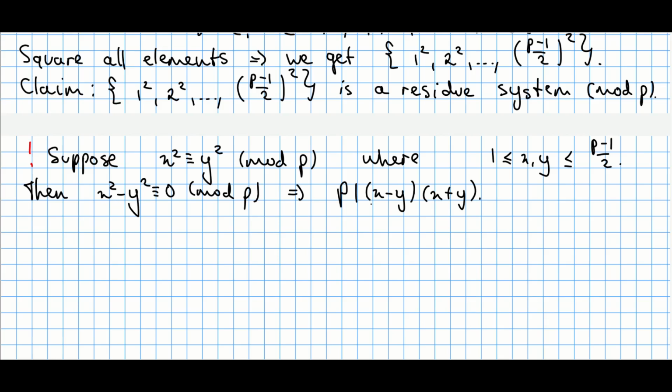which is just the same as saying x minus y times x plus y. And now since p is a prime, this breaks down into 2 possibilities.